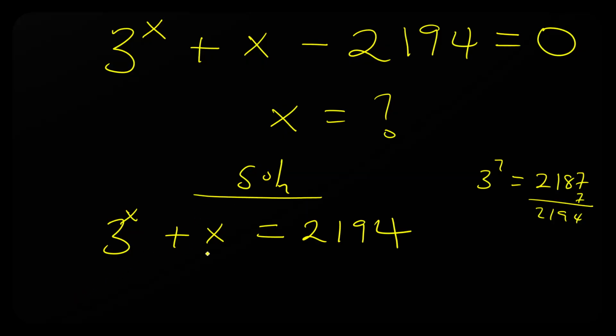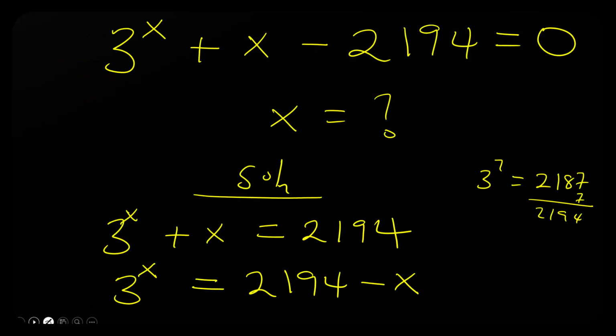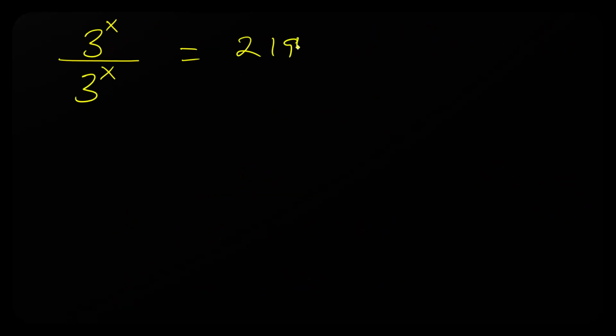That's the problem here. All right, let's start by sending the x to the right hand side. So my next step will be 3 to the power x equals 2194 minus x. I want to join this one to this, so I'll divide both sides by 3 to the power x. So once I do that, this side will be 3 to the power x on 3 to the power x, and we have 2194 minus x, divided by 3 to the power x.